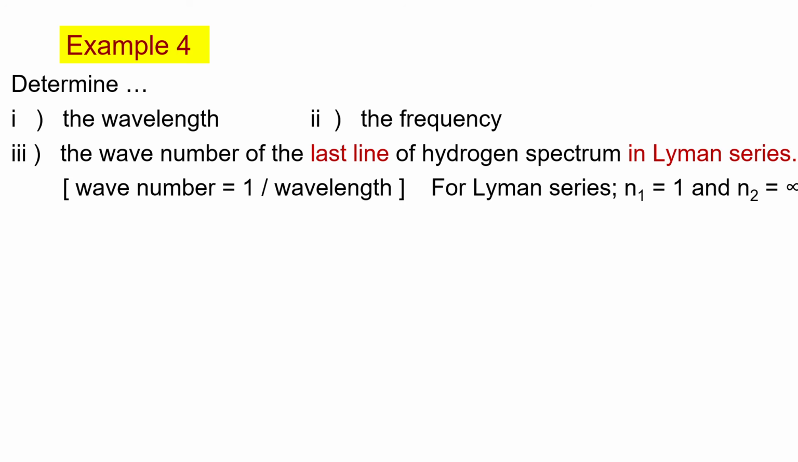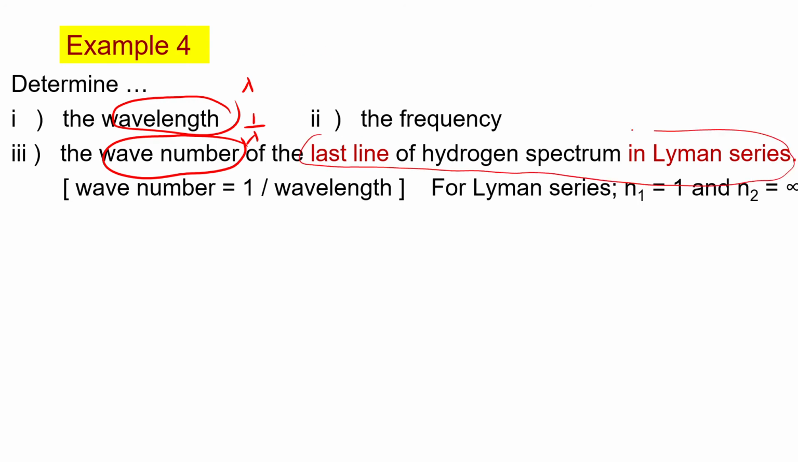Okay, same thing. Example 4. Determine the wavelength, frequency, and wave number. For calculation of wavelength, we use 1 per lambda. Wave number refers to 1 over lambda, while wavelength is lambda. The line spectrum refers to the last line in the Lyman series. Last line means the highest level, and the highest energy level refers to infinity. We know for Lyman, all electrons drop to 1. So N1 equals 1, N2 equals infinity.